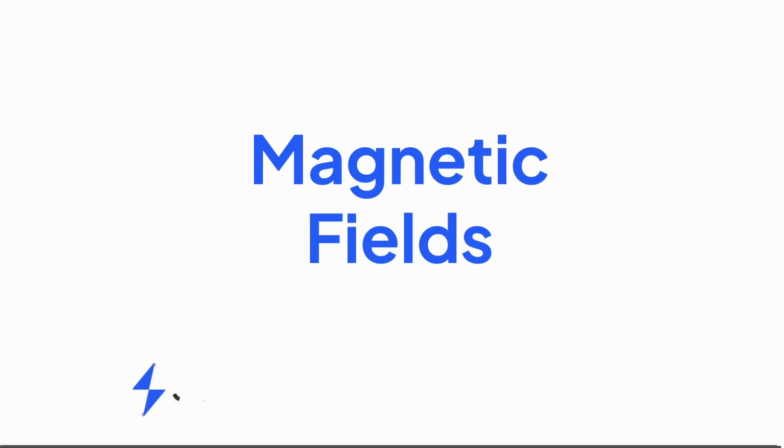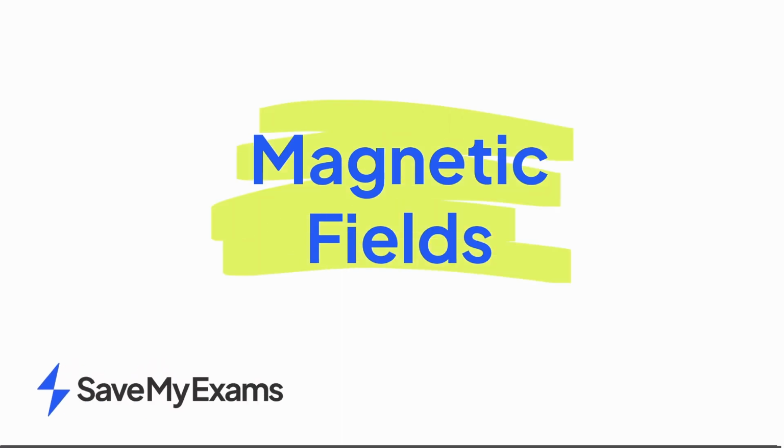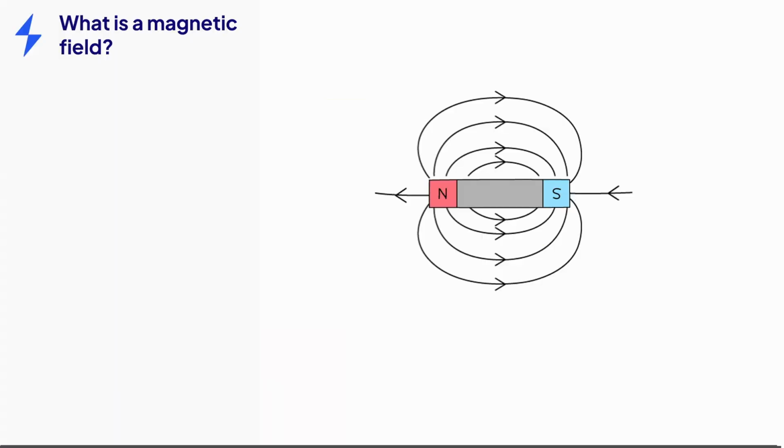This video is on the topic of magnetic fields and magnetic field strength. What is a magnetic field? A magnetic field is an area in which a magnetic pole experiences a force.